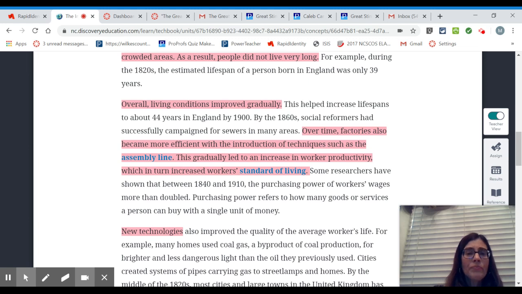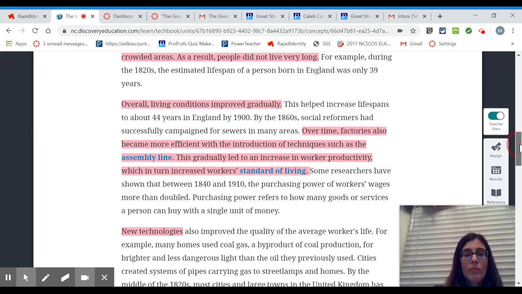But anyway, what else made these living conditions improve gradually was that over time the factories became more and more efficient with the introduction of the assembly line. And so workers' pay began to increase, and so did their standard of living, which means that if you're making more and more money, you can buy nicer things and more things. And along with that comes your better health.